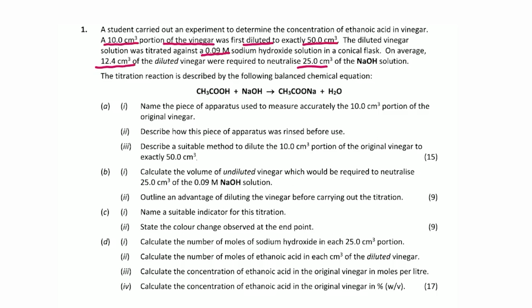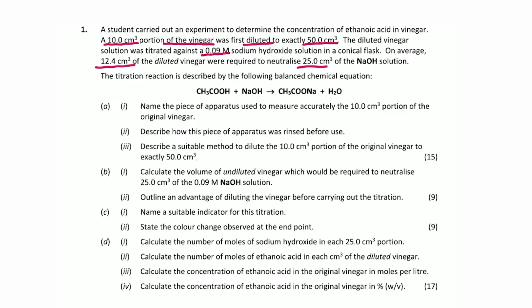Okay, so part A of this question is very nice. It's just about the equipment used, the apparatus used, and processes. So really just definitions and step-by-step processes that you have learned off well in advance of the exam, and that will always be consistent for this experiment. And then part B is looking for you to calculate the volume of the undiluted vinegar. So it's important that we take into account the dilution factor in this question, and also outline an advantage of diluting the vinegar. So part B is all about the dilution of the vinegar.